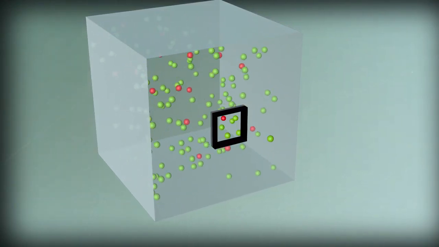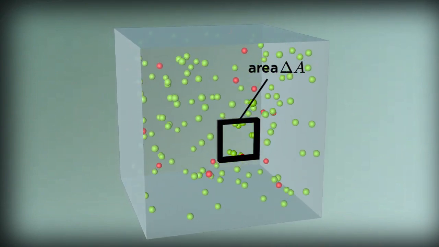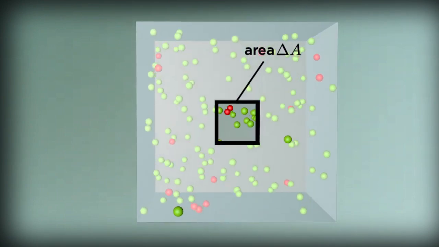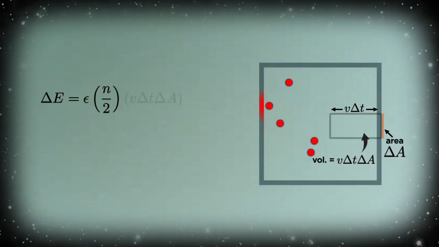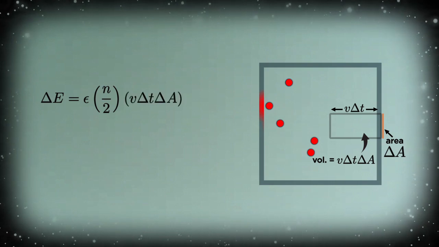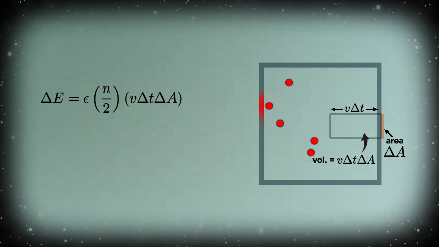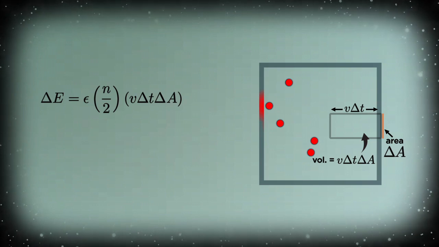One more thing about the ideal gas. Suppose we pop a tiny hole in the wall with an area A. Gas particles will start leaking out, and the gas will lose energy. So what's the rate of energy loss? In our 1D universe, the number of particles that leak out in time delta t is equal to the number density of right-moving particles, that's n/2, times the volume of that same box, v delta t delta A. And each one has an energy of epsilon. That gives delta E equals epsilon times n over 2 times v delta t delta A.